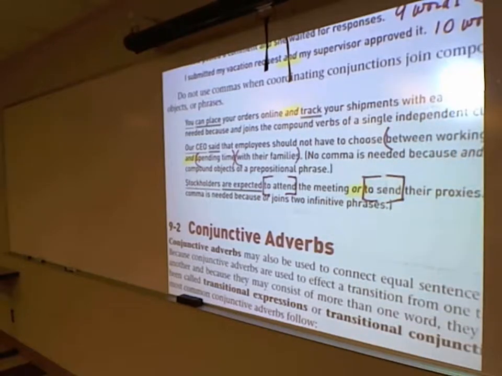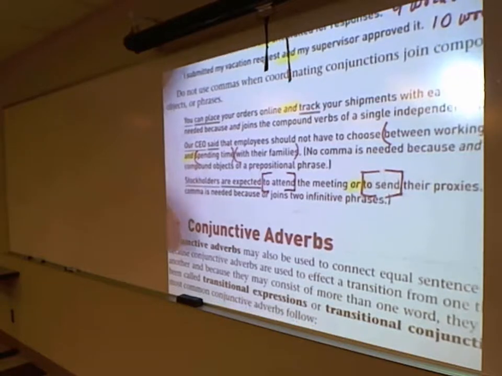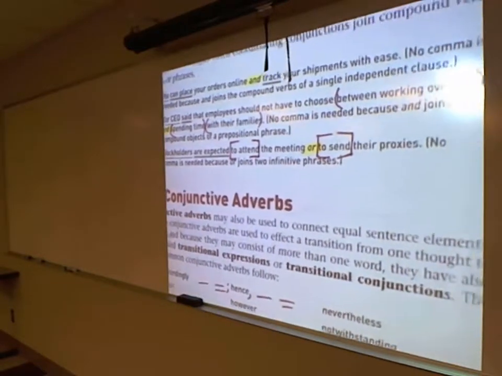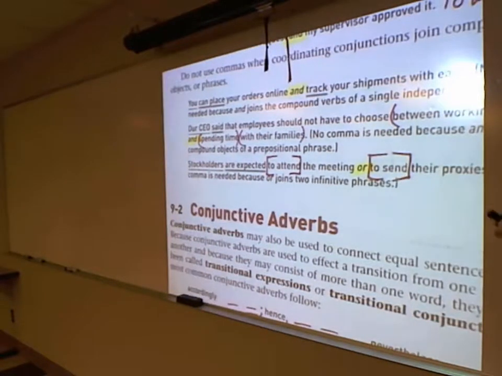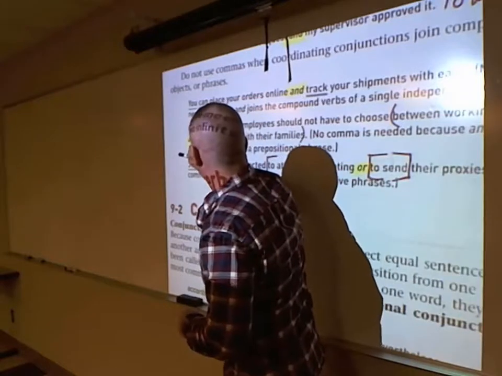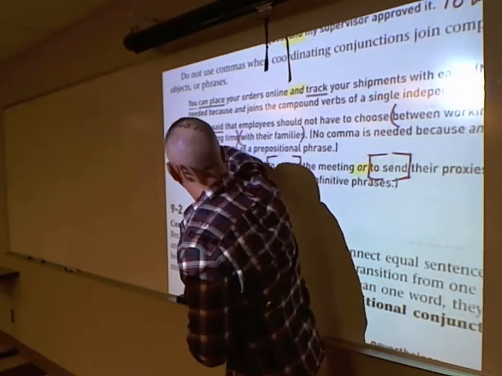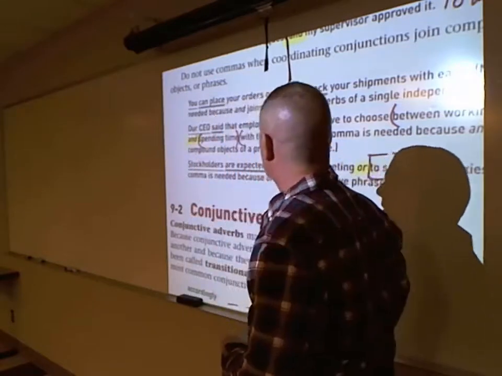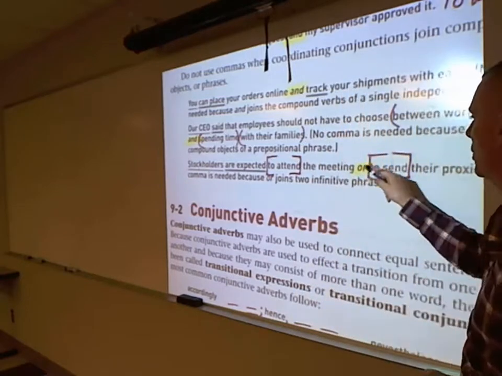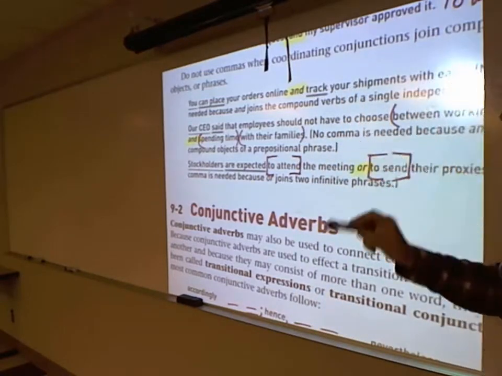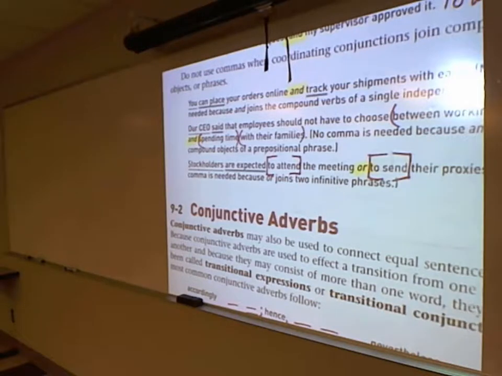They did the same thing with prepositional phrases on the next one. "Our CEO said that employees should not have to choose between working overtime and spending time with families." The only time I would put a comma to separate this "and" is if we started off with another subject and verb and included it right there. Here we have two infinitives and a coordinating conjunction that joins them. These are compound. "They're expected to attend and send their proxies." So no comma is used to offset those two infinitive phrases.